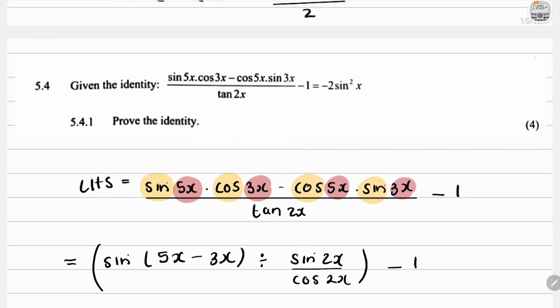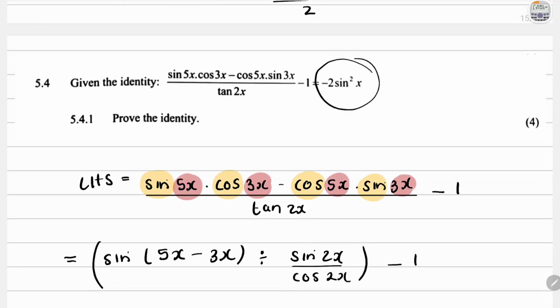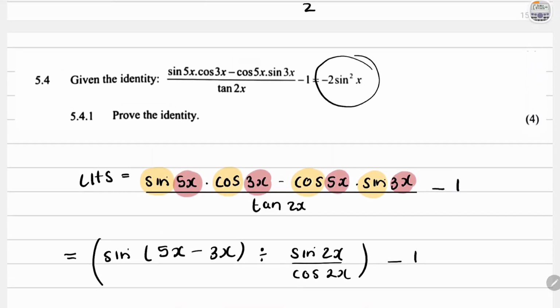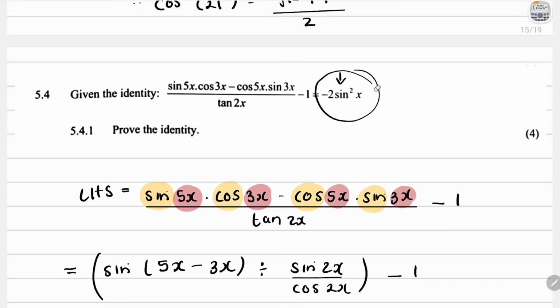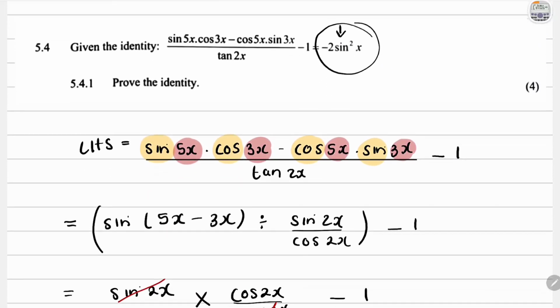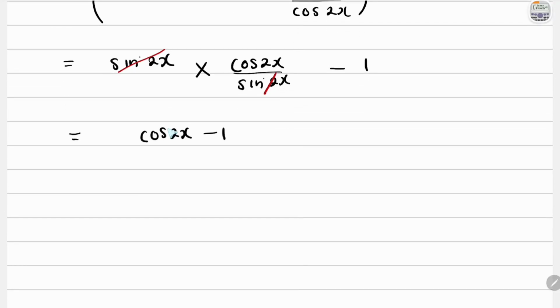Let's just look at what we need to get it to be. We need to get it to be negative 2 sine squared x. The first thing I already noticed is that it is sine and there's no 1. So the fact that it's already sine, you know that you have to change that cos 2x to one of the expansions of cos 2x, the one that has a sine. And that one would be 1 minus 2 sine squared x. And then we still have minus 1.